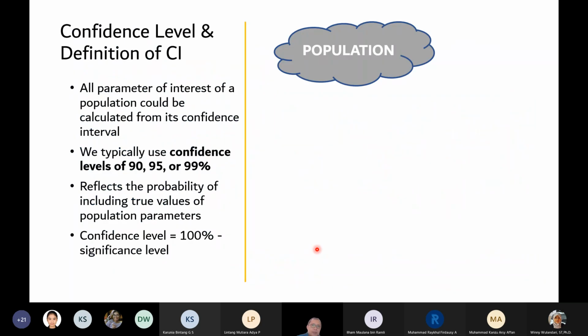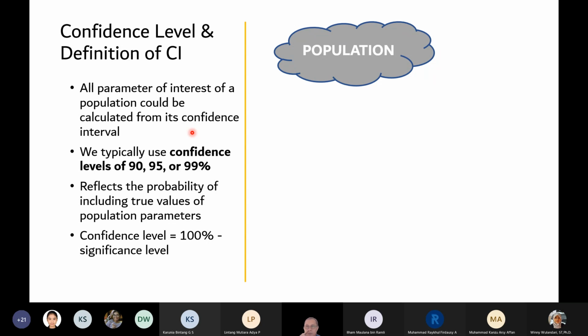Alright. Now let's talk a little bit about confidence levels and the definition of confidence intervals. Okay, so all parameters of interest of a population could be calculated from their confidence interval. Jadi maksudnya semua besaran penciri populasi itu bisa dihitung selang keyakinannya. Ya, apakah kita bicara rata-rata populasi, simpangan baku populasi, varians populasi, kurtosis populasi, semua yang sudah kalian lihat di bab 2.